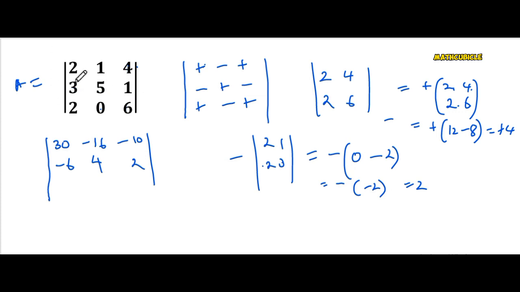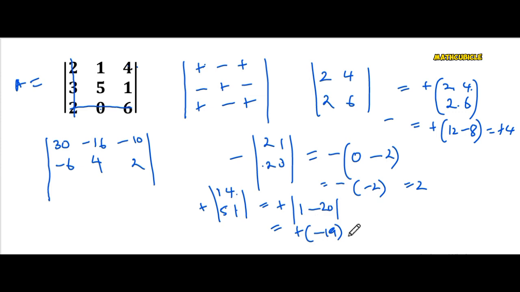Now we are considering 2 now. Let's get the minor of 2. So we'll rule this horizontally and vertically. We are left with 1, 1, 4, 5, 1. And the sign here is plus. So this becomes plus. 1 times 1 is 1. Minus 5 times 4 is 20. So this becomes plus. 1 minus 20 is minus 19. So that's minus 19. So here we write minus 19.